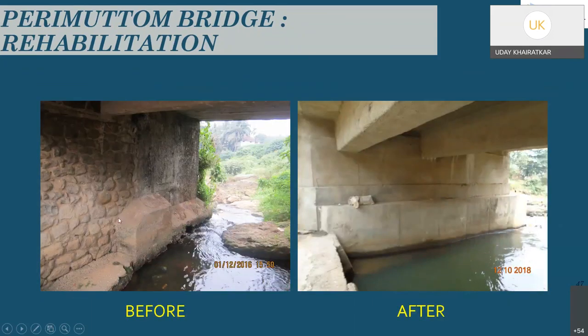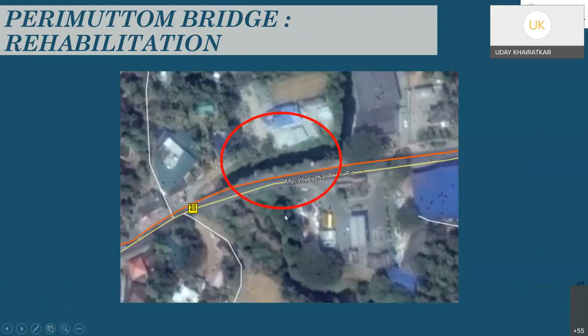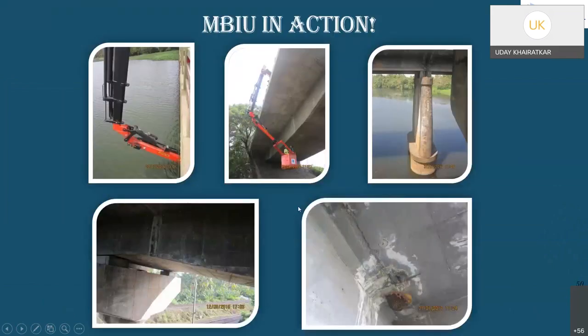Closer picture of the pier, and you can see the bridge deck soffit and the girder where the reinforcement is exposed, and that again was gunited with concrete mortar. Here actually the peculiarity was that the bridge was located at a location where the road was almost running parallel to the water body, and even the embankment had to be strengthened.